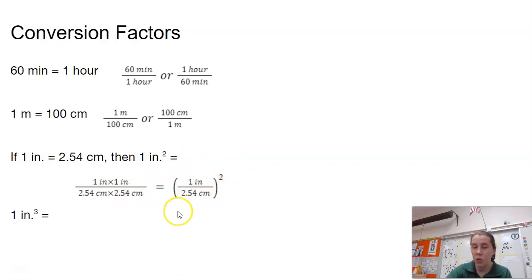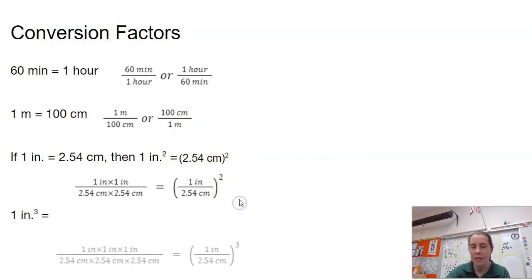And in order to accomplish that, you can just square the entire conversion factor, which is kind of a nice feature. So 1 inch squared is equal to 2.54 centimeters, the whole quantity squared, all right? And then the same is true if it's a cubic inch. If you're doing 1 times 1 times 1, it would be the whole conversion factor just cubed.